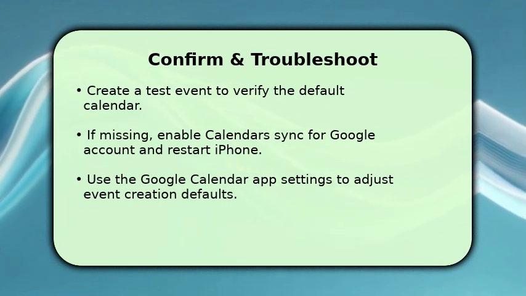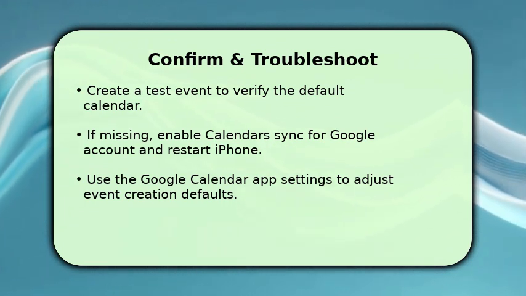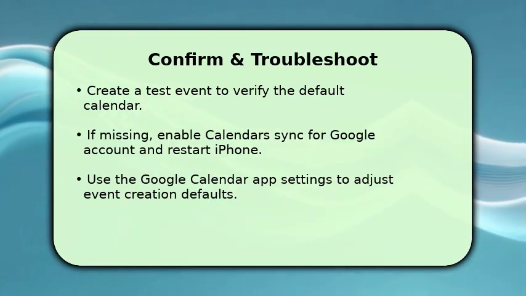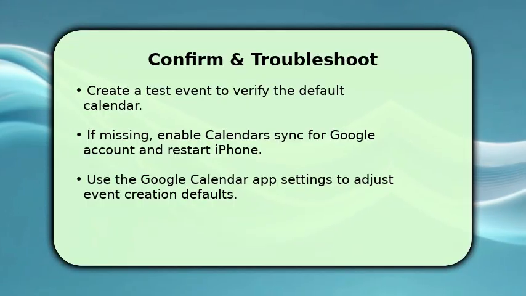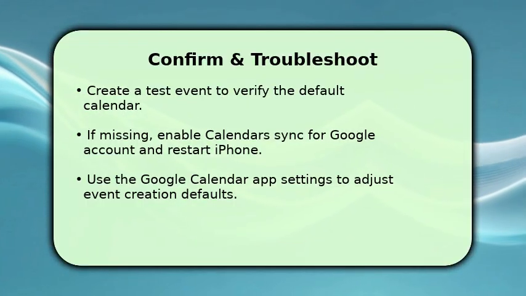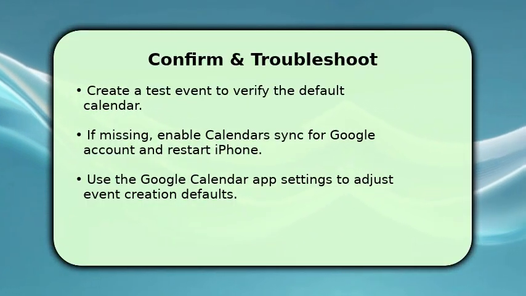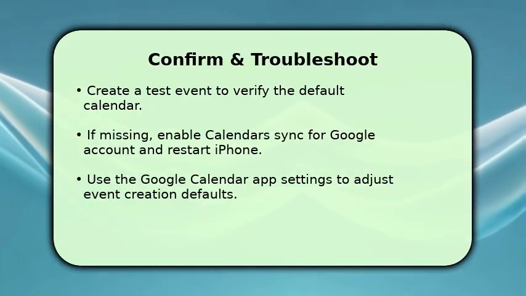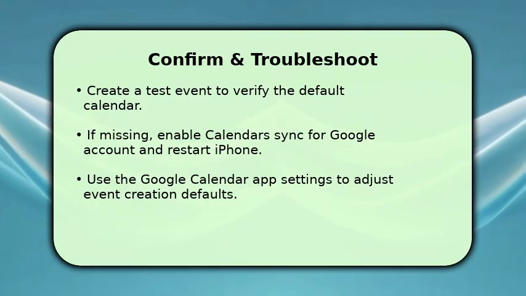If it doesn't, go back to Settings, Mail Accounts, tap your Google account, and toggle calendars off and on, then restart the phone. That often fixes sync recognition. Make sure Apple Calendar isn't overriding via a different default. If issues persist, open the Google Calendar app and check its internal account and event creation settings.